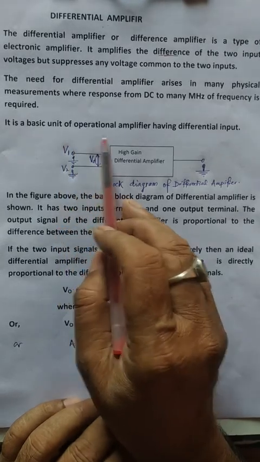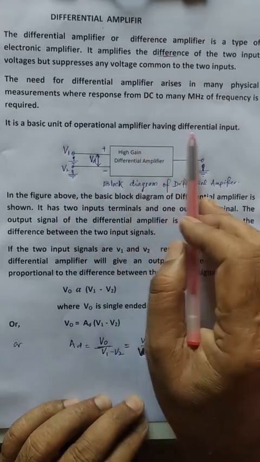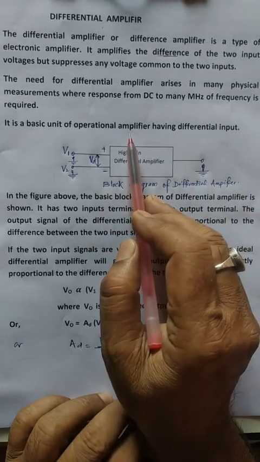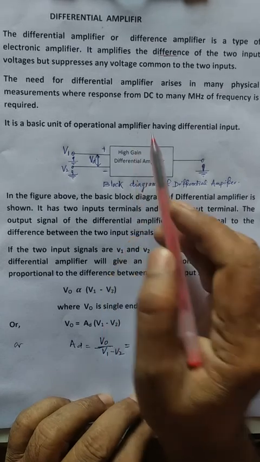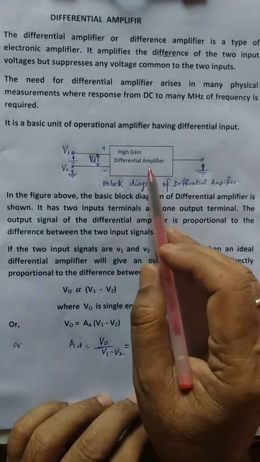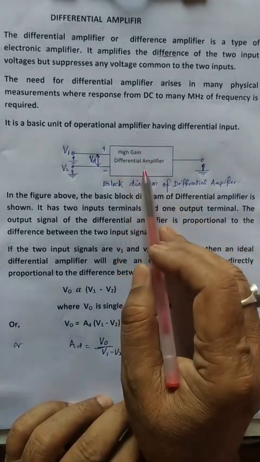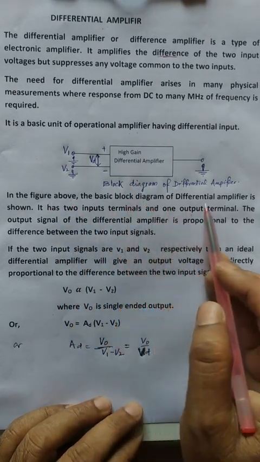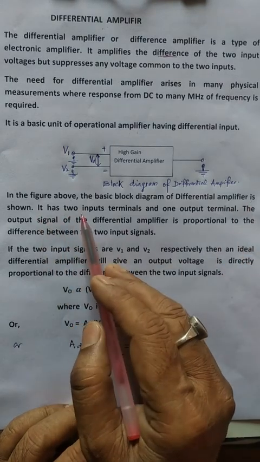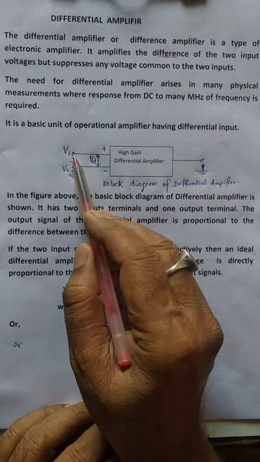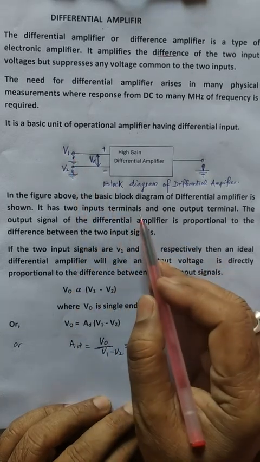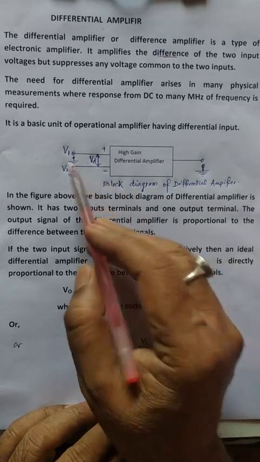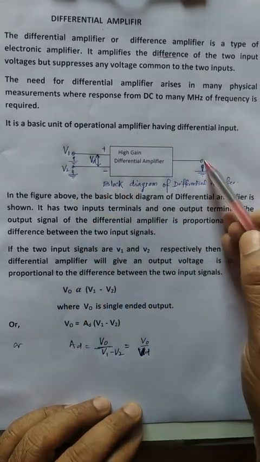It is a basic unit of operational amplifier having differential input. We shall discuss operational amplifier in detail later on. This is the block diagram of differential amplifier. In the figure above, the basic block diagram of differential amplifier is shown. It has two inputs, one input here, another input here, and one output terminal. So it is very interesting here. There are two inputs but only one output.